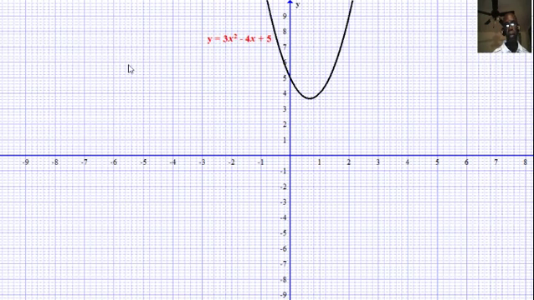This is how the function looks on a graph. No real solution means the graph does not touch the x-axis, so there is no x-intercept. So you can see that there is nowhere on this graph that the function touches the x-axis. We are now going to talk about the vertex and axis of symmetry.